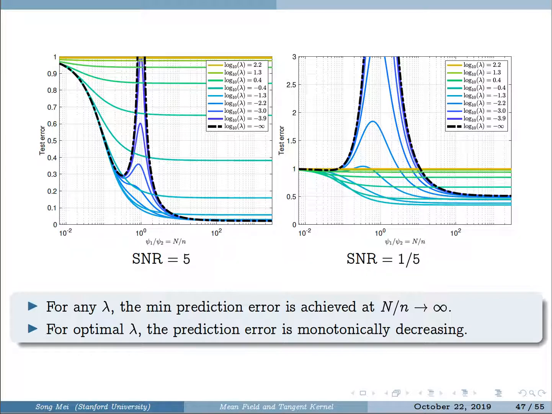If you look, the observation is that for any fixed lambda, the minimum prediction error is always achieved when the number of parameters is infinity. The other observation is that if we look at the lower envelope of these curves, this curve is monotonically decreasing as the number of parameters becomes larger and larger. So when the number of parameters is approximately the number of data, you would like to add a little bit of regularization. And as long as you add regularization, the test error will be monotonically decreasing. The more features, the better.